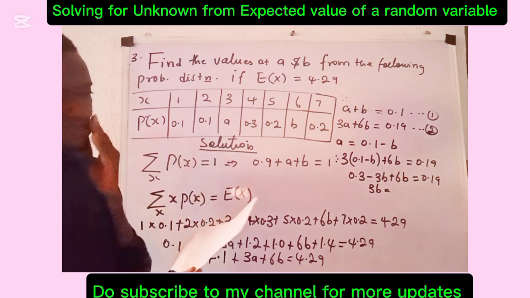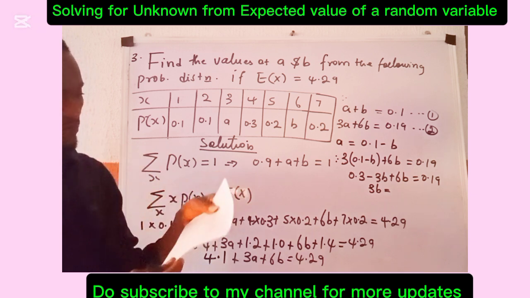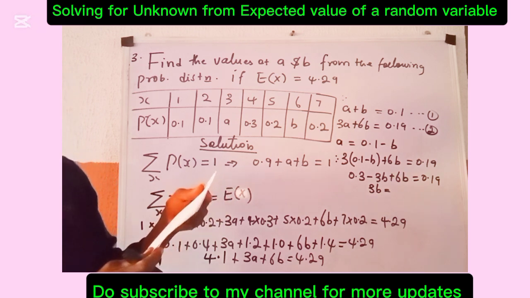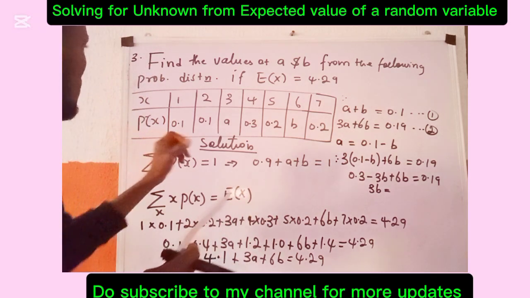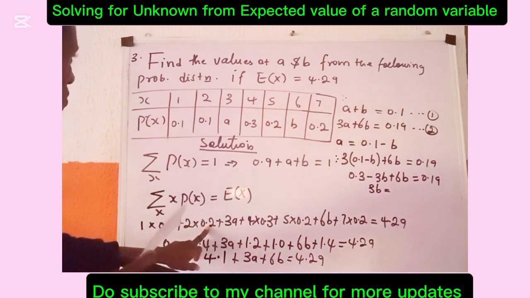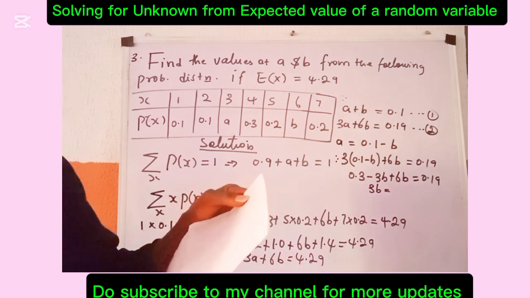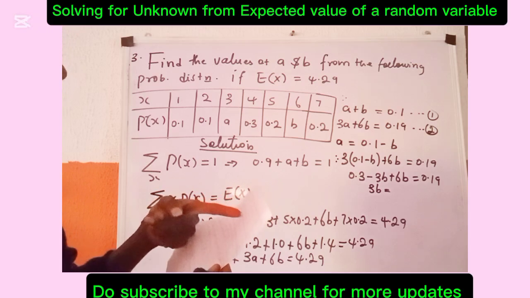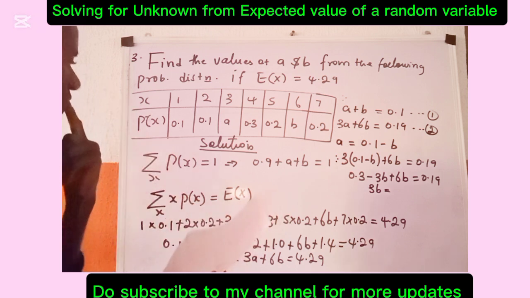The first one is a plus b equals 1. Oh, I'm seeing 3.9 somewhere. Okay, let me cross-check the values again in the table. 0.1, 0.1a, 0.3, 0.2, and equal to 0.2.